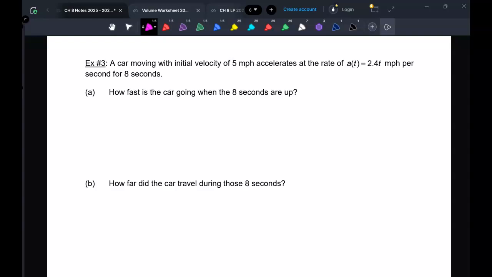Okay, here we go. All right, a car moving with initial velocity of 5 miles per hour.